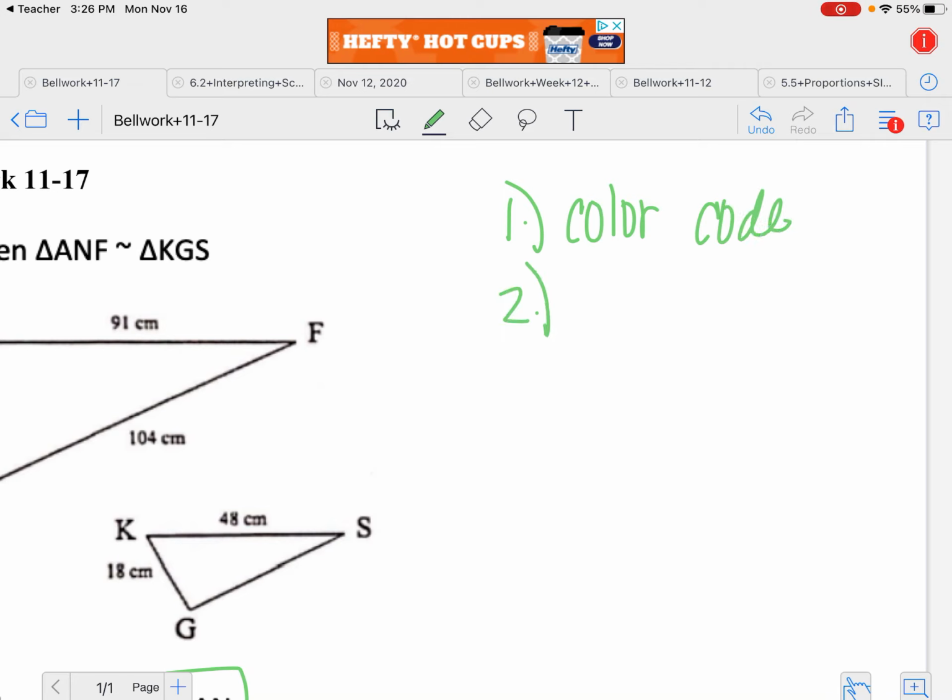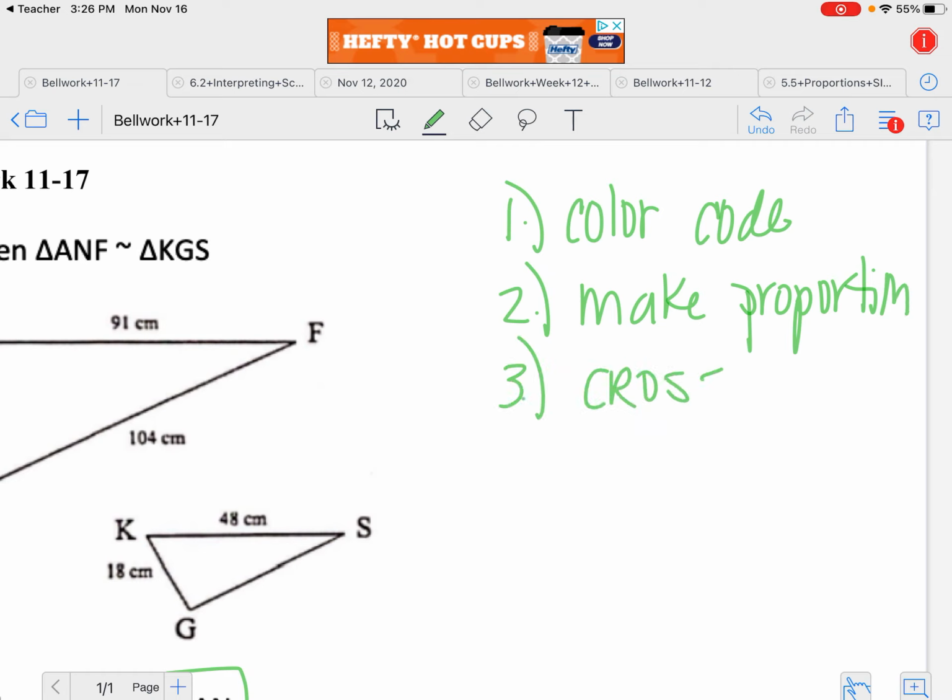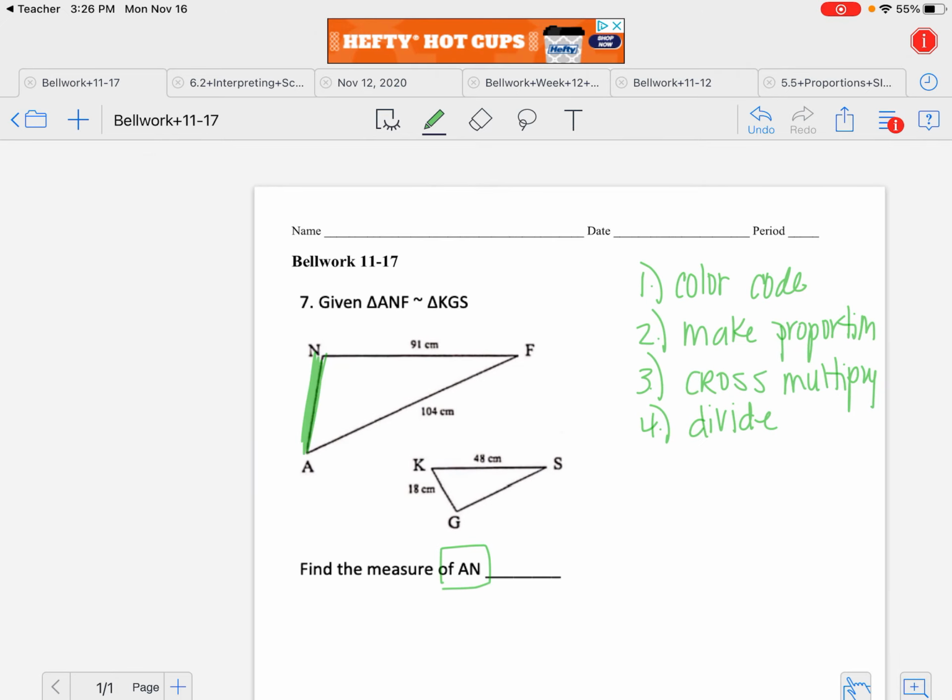I'm going to color code. Then I'm going to make the proportion. Then I'm going to cross multiply. And then last I would divide to find out the length of that line that I just made green.